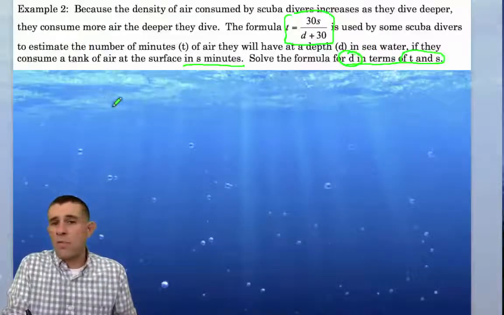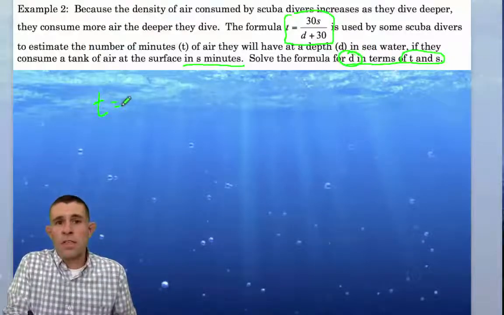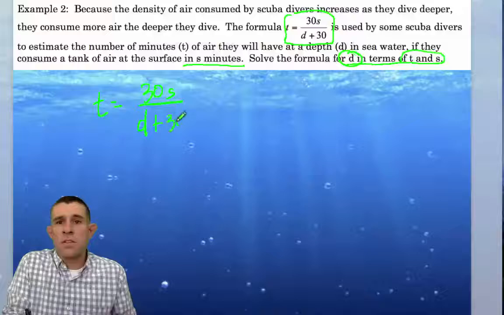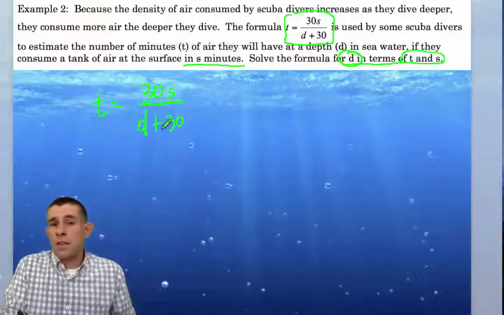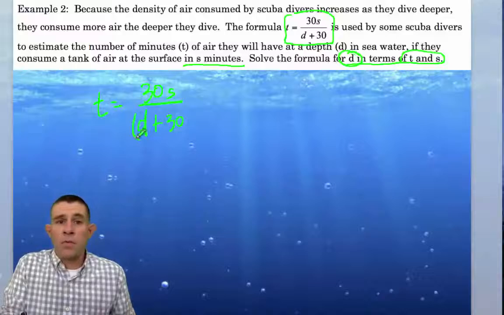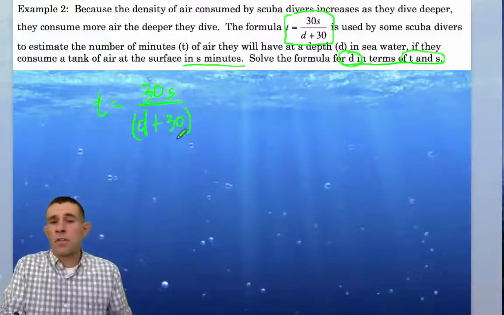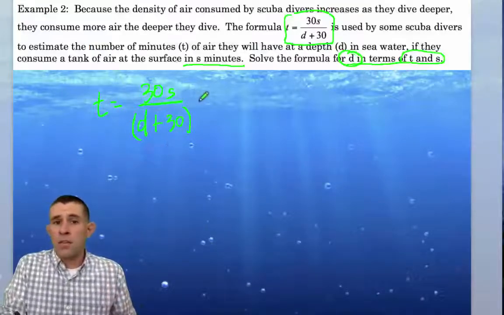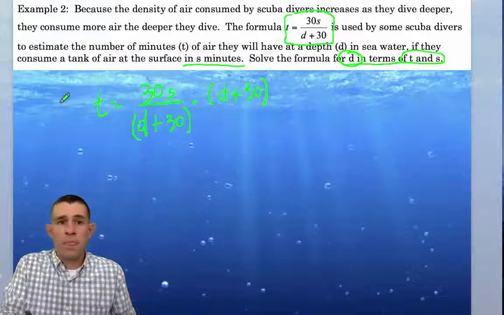All right, well, let's start off by rewriting our formula. We see that T is equal to 30S divided by D plus 30. Now, D is what I want to get by itself, and I can see that it's in the denominator right now. So I'm going to put parentheses around the D plus 30. This is an entire term. So because it's in the denominator, I can simply multiply both sides by the quantity D plus 30.